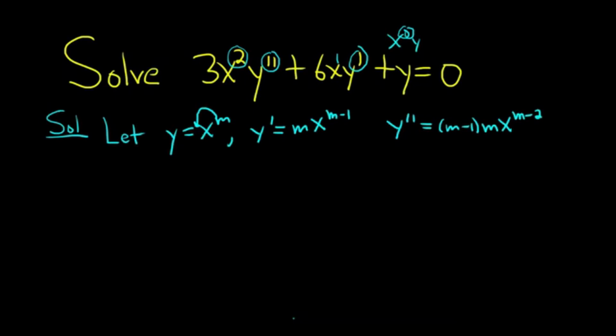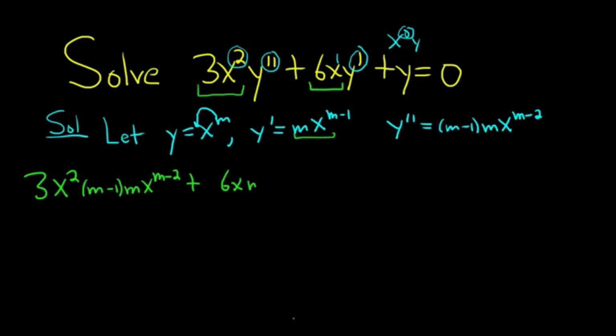Now we plug everything into our differential equation. So we have 3x squared, and then we have y double prime, which was m minus 1, m x to the m minus 2, plus 6x, that's this piece here, and then we have y prime, which is right here. So m x to the m minus 1, plus y, which we said was x to the m. That's all equal to 0.